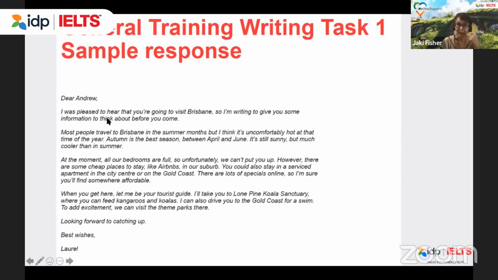All right, so remember our purpose, we're going to give some information, but it would sound weird if we say, dear Andrew, I am writing to give you some information, because that sounds funny to a friend. Okay, so notice how they've done it. I was pleased to hear that you're going to visit Brisbane, so I'm writing to give you some information. Sounds more like you're talking. This is the secret to doing the informal letter. You have to write like you're talking. Now, notice this, I'm, your.